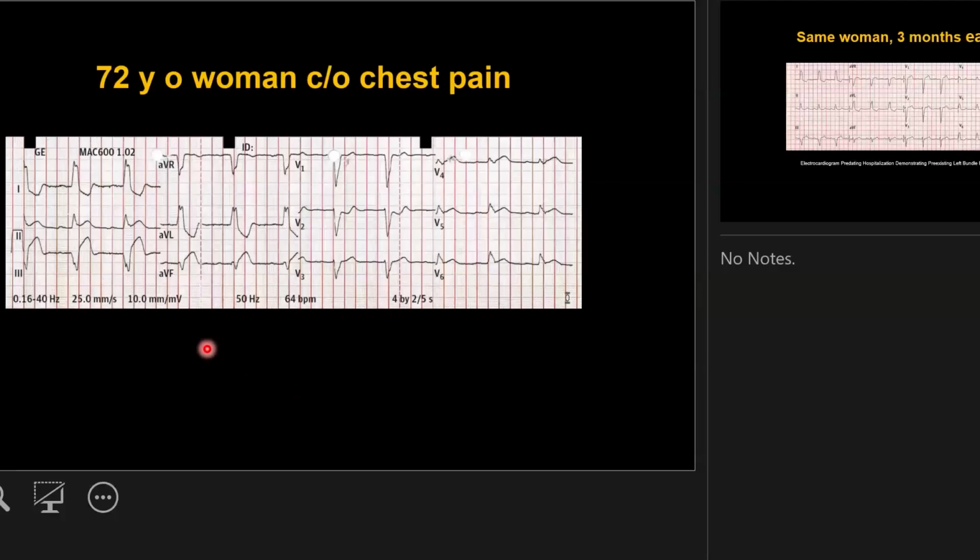Here, can you see this? Yes. Okay. So here, for example, in leads 3 and AVF, the QRS is down, the ST segment and T wave are up. Which, I mean, it's not so obvious until you compare it with her baseline.